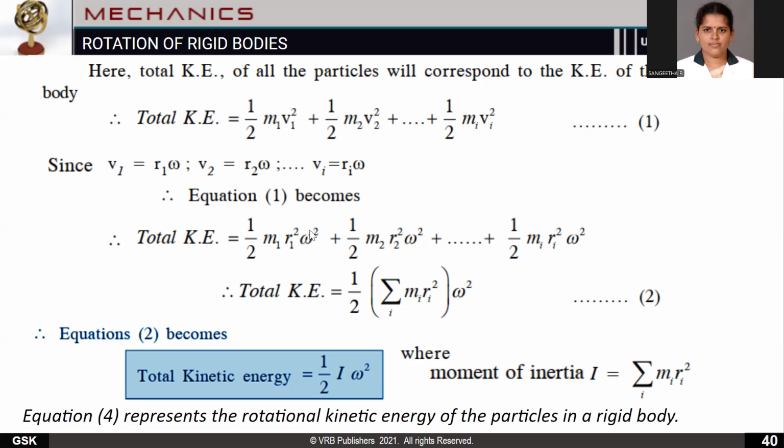In general, the above equation can be written as half the summation of i equal to 1 to n of mi ri square, times omega square. What is the summation of mi ri square? We all know that it is the moment of inertia, denoted by the symbol I. So the total kinetic energy is equal to half I omega square. So this equation represents the rotational kinetic energy of a rigid body.